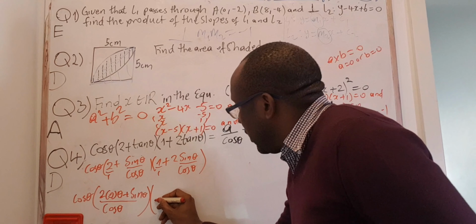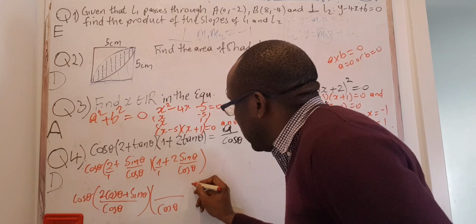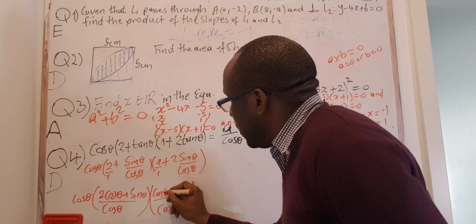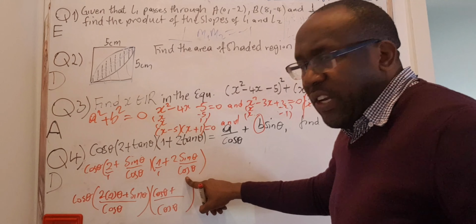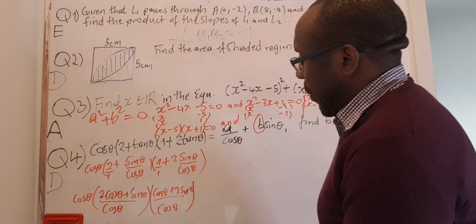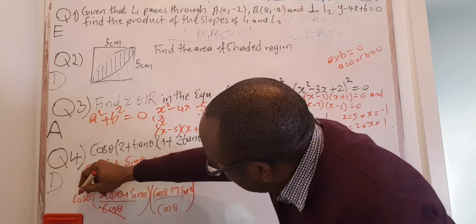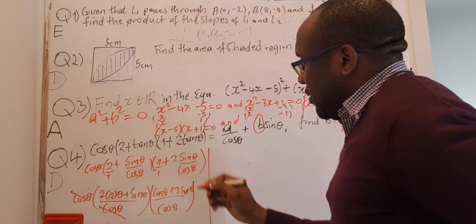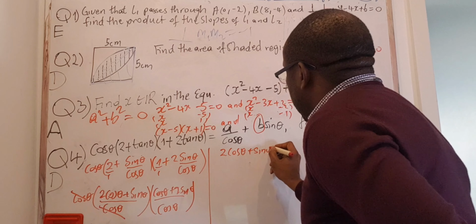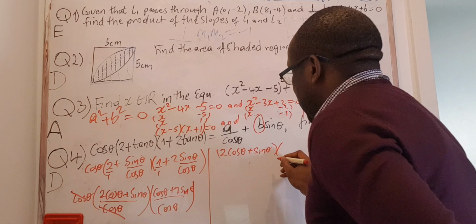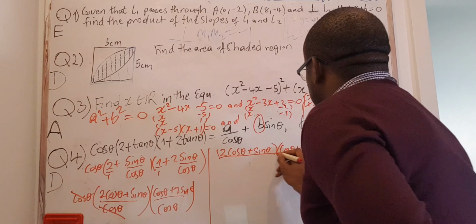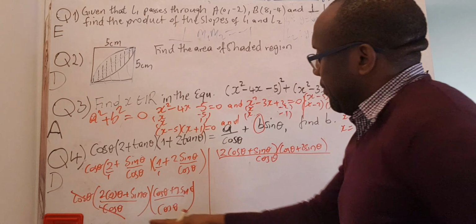I do a similar thing here. Also under cosine theta. Cosine theta divided by 1 is cosine theta times 1 is cosine theta. Plus cosine theta divided by cosine theta is 1. 1 times 2 sine theta is 2 sine theta. This is a product, so I can actually cancel this with that. Then it makes my expression neater. There's 2 cosine theta plus sine theta times cosine theta plus 2 sine theta. All that divided by cosine theta. That's what I have here.